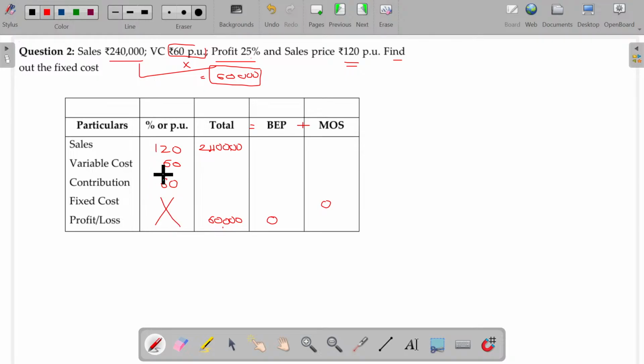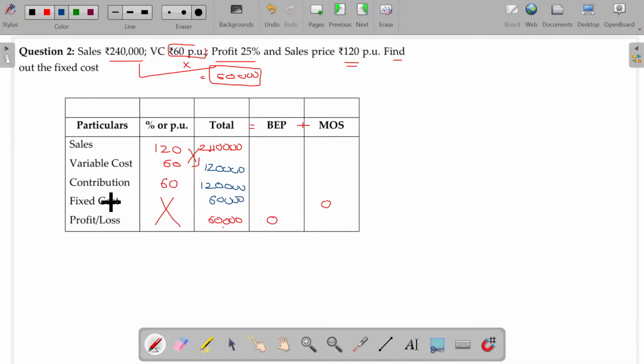If the sales being 120, variable cost is 60. If the sales is 2 lakhs 40,000, what could be the variable cost? You can do the cross multiplication. By doing the cross multiplication, you'll get 1,20,000 rupees. From the sales 2 lakhs 40,000, 1,20,000 is subtracted, so the balance 1,20,000 will be your contribution. As you know, the contribution being 120, profit being 60, the missing data will be the fixed cost. How much should it be? 60. We got this value.